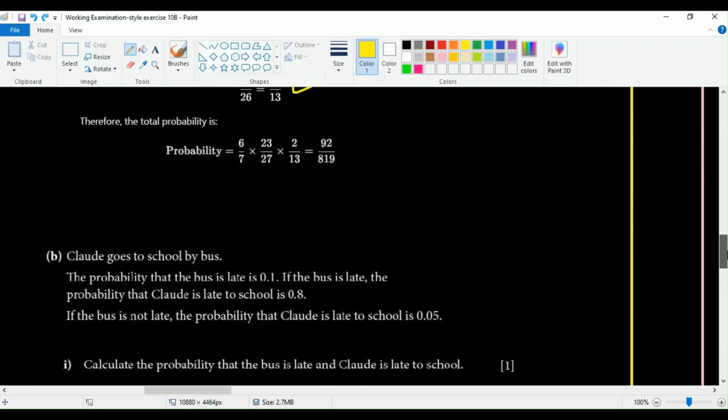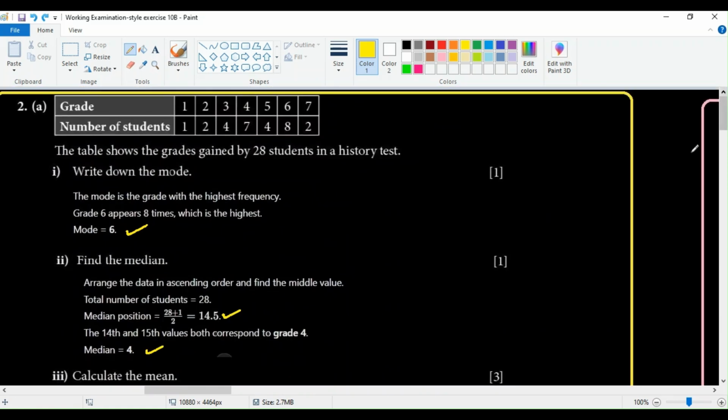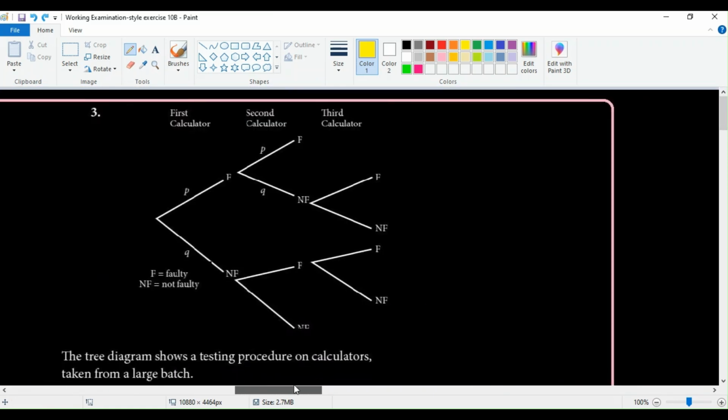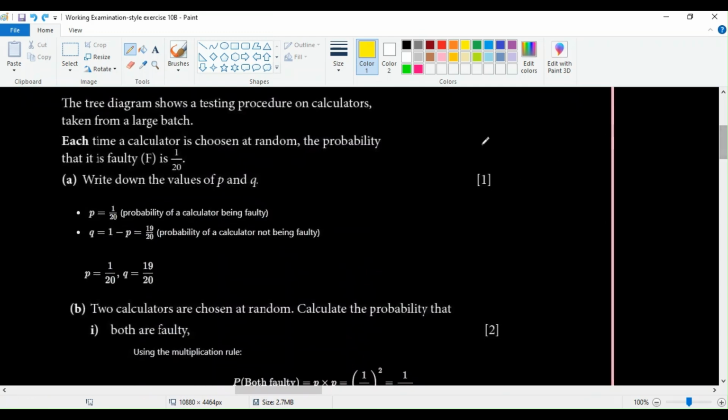Moving on to the next question, which is question number 3. It says the tree diagram shows the testing procedure on calculators taken from a large batch. Each time a calculator is chosen at random, the probability that it is faulty is 1 out of 20. That means if you choose 20 calculators, the possibility of getting a faulty calculator is 1 only. So write down the values of P and Q.